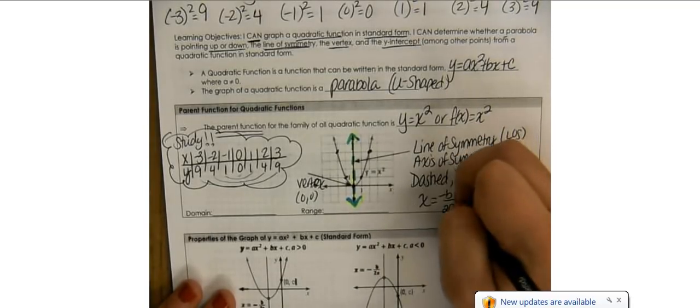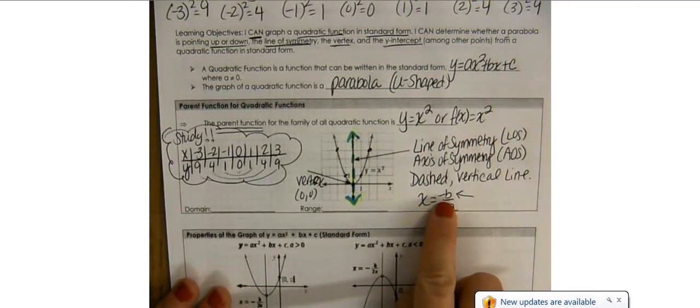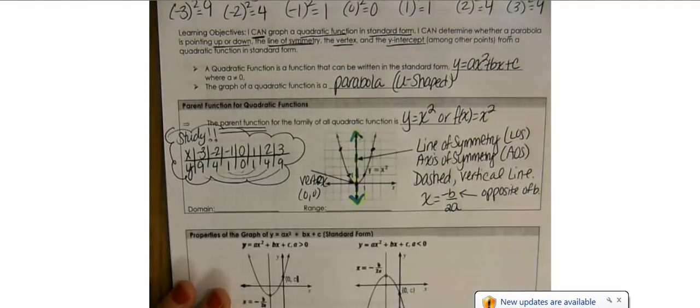So the way that we read this, negative b, that's going to be the opposite of b, the opposite sign of b. So it's the opposite of b over 2a. This is something that I need you to study.